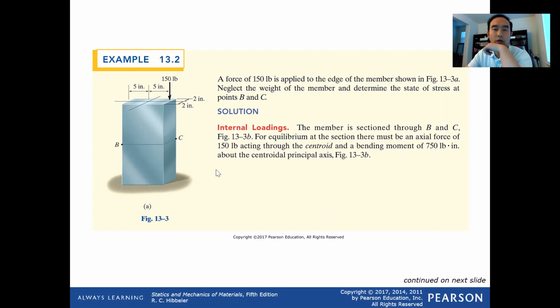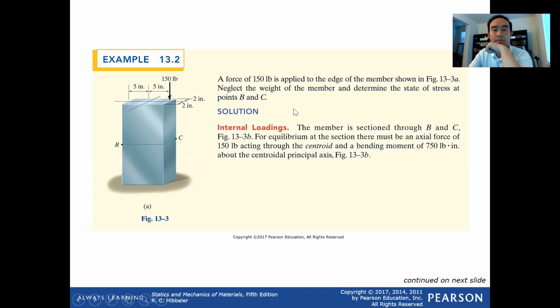So here's the problem. A force of 150 pounds is applied to the edge of the member as shown in this figure. Neglect the weight of the member and determine the state of stress at points B and C. Here we have a force, and these two lines are the center line along each dimension. The entire height of this column is 10 inches and 4 inches in this way. This 150-pound force is applied right here.